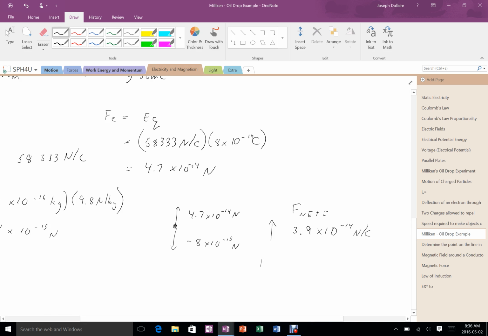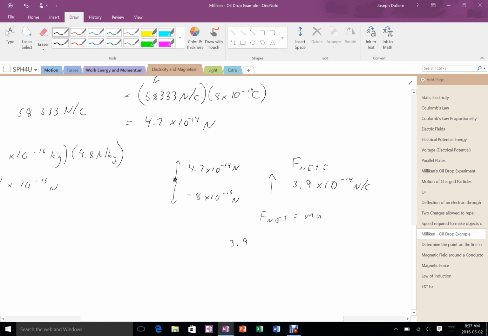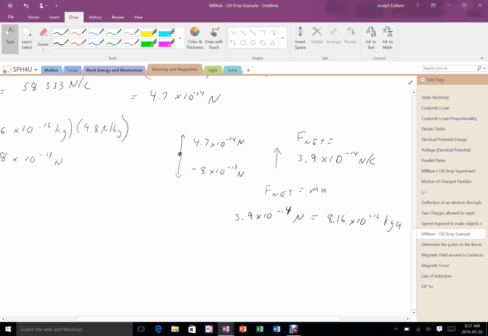And then we can use Newton's second law to determine the acceleration. That's 3.9 times 10 to the negative 14. What was the mass? 8.16 times 10 to the negative 16 kilograms. Is that the mass? Yeah. Okay. So the acceleration of the particle I got 47.8 meters per second squared. I just want to type that in again. It doesn't seem right to me. Nope, that's good. Okay, 47.8 meters per second squared.